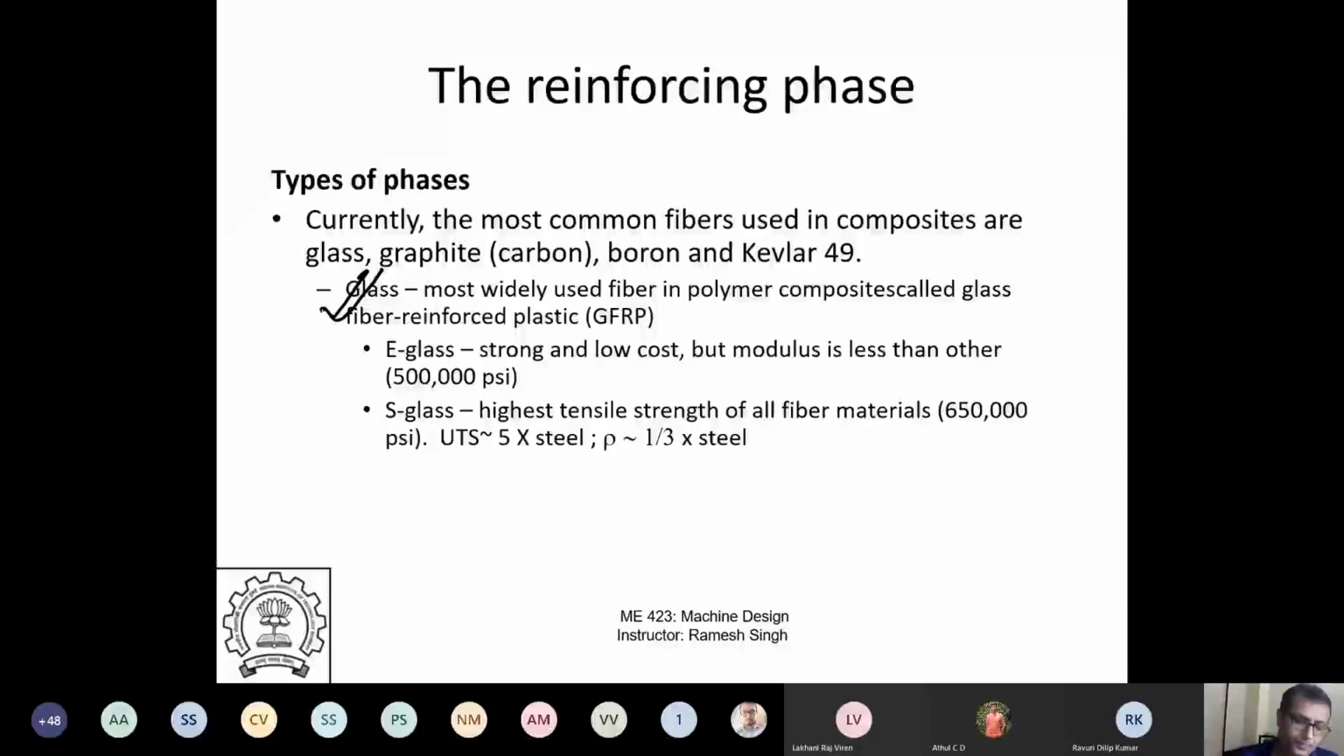Some of the chairs which you use, high strength chairs, some of the pipes, these are made of glass fibers. But glass fibers are cheap. You can have either E glass or S glass, and you see E glass has modulus of about 500,000 psi, which is higher than steel. S glass, if you see, is around 5 times the tensile strength of steel, and density is only 1/3 of steel. So you see how much advantage you are getting. You're getting a very light material, but super strong material.